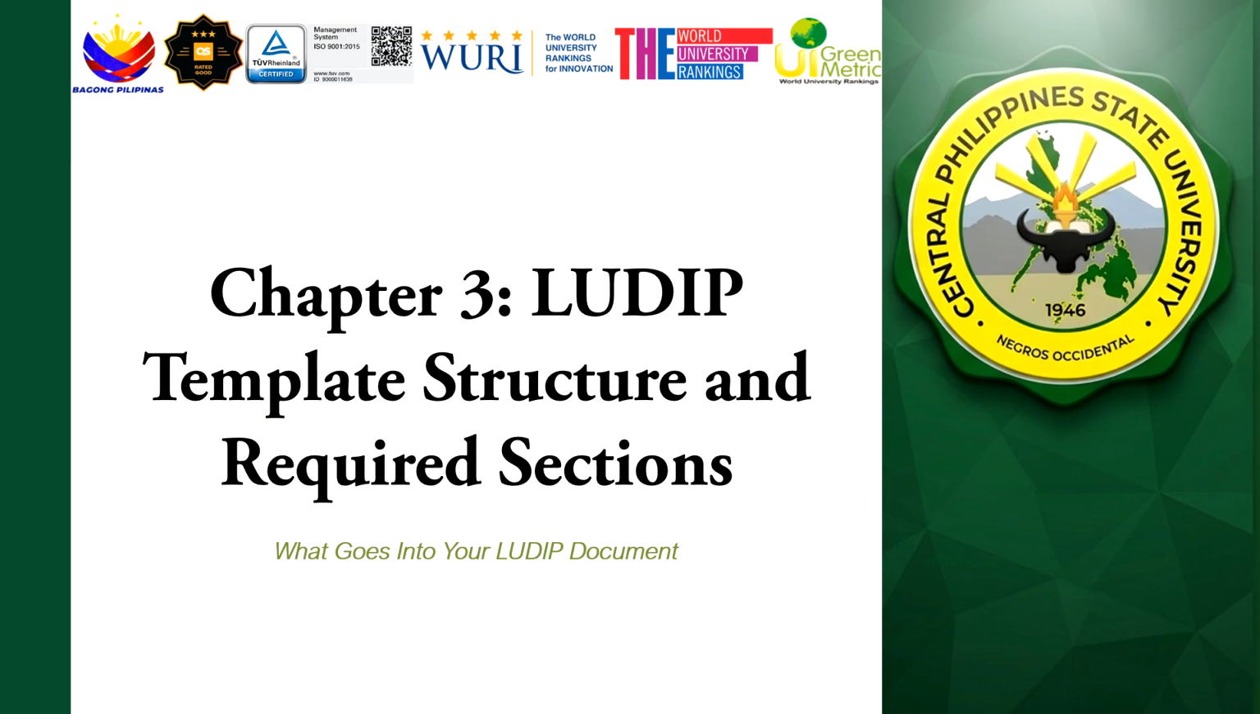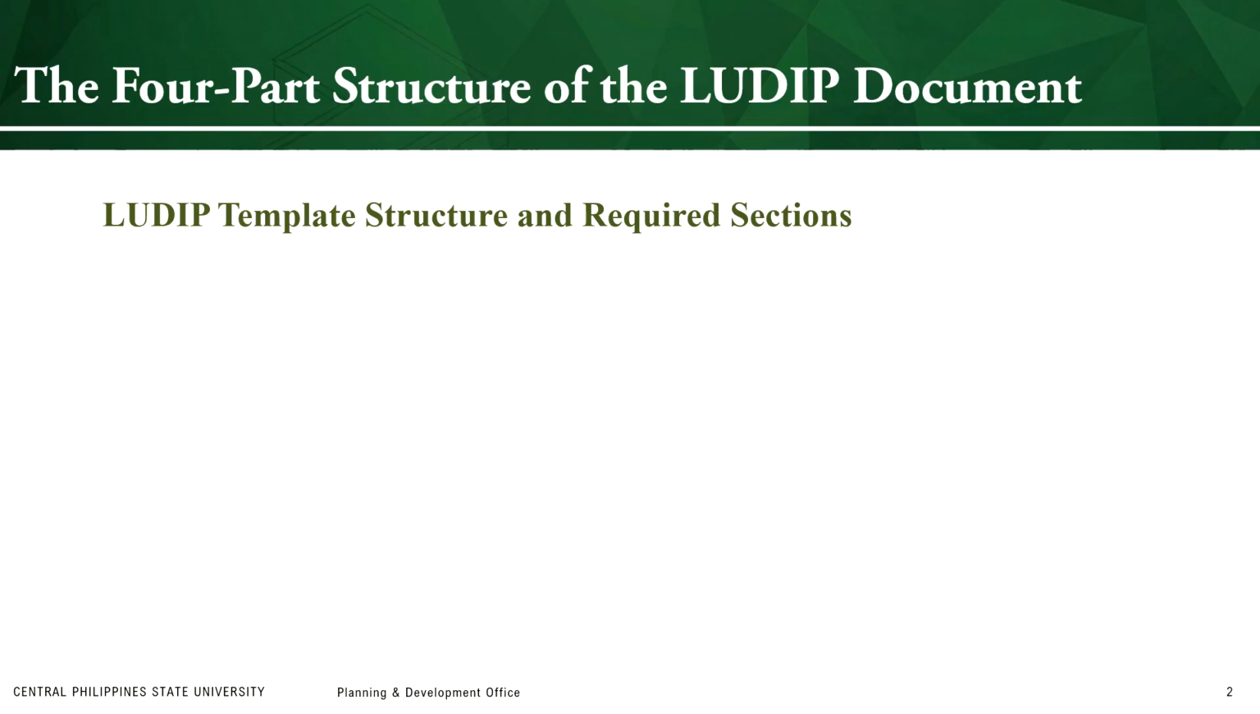Chapter 3 is the most content-heavy chapter in the manual, and for good reason. It is your primary reference when you sit down to write. Every section, every subsection, every content requirement is spelled out here. We'll walk through all of it, section by section, so you know exactly what's expected before you write a single word. Let's go.